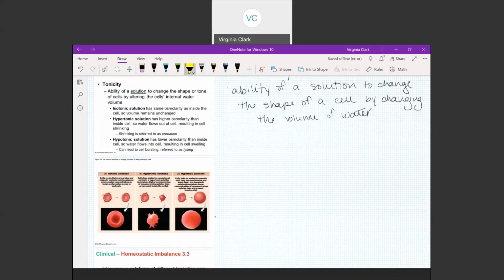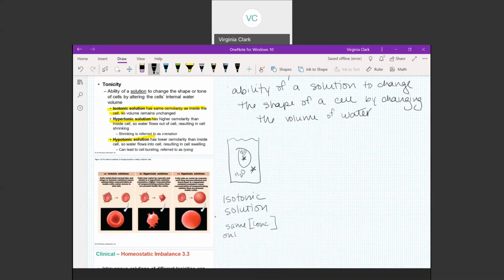There are three types of solutions: isotonic, hypertonic, and hypotonic. So if we take this cell and put it in some liquid, and it's in an isotonic solution, it is going to have the same osmolarity inside and outside. So it will have one item in, one item out. It will have one H2O out, one H2O in.